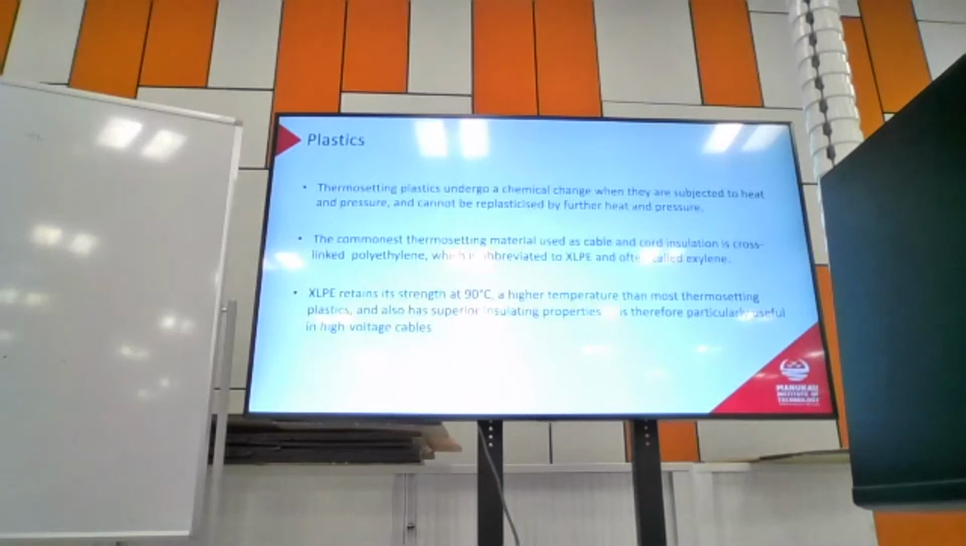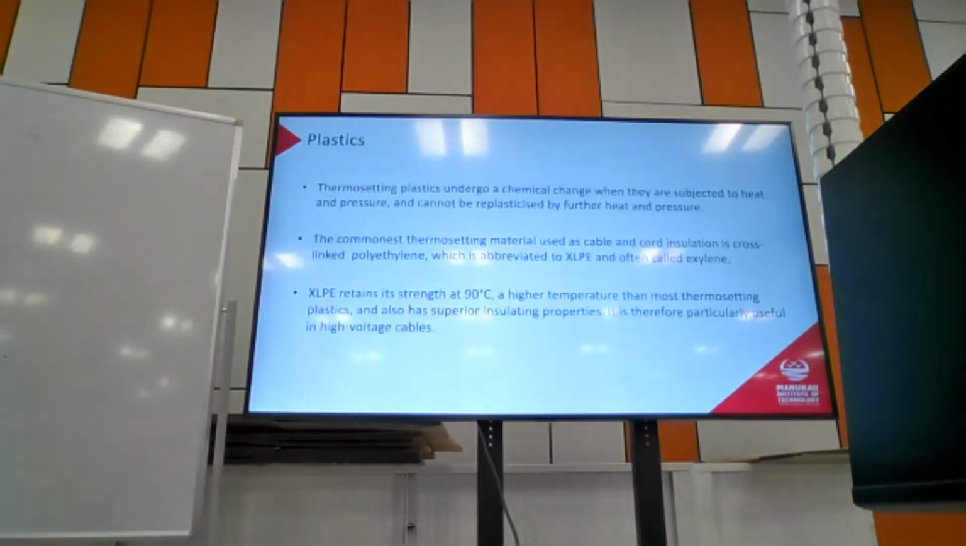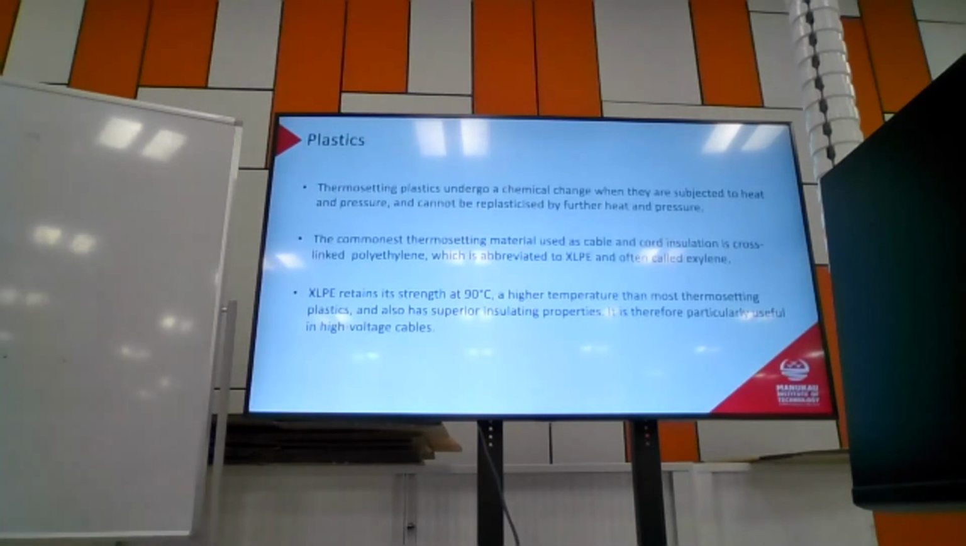Thermosetting plastics undergo a chemical change when they are subjected to heat and pressure and cannot be replasticized by further heat and pressure. The commonest thermosetting material used as cable and cord insulation is cross-linked polyethylene, which is abbreviated to XLPE and often called Zelpy. XLPE retains its strength at 90 degrees, so it's a higher temperature than most thermosetting plastics, and has superior insulative properties, therefore it is particularly useful in high voltage cables.